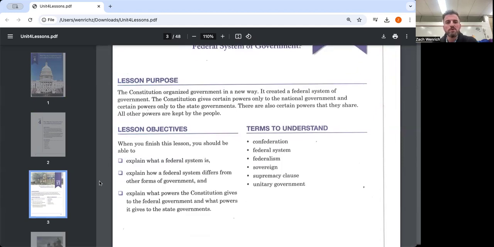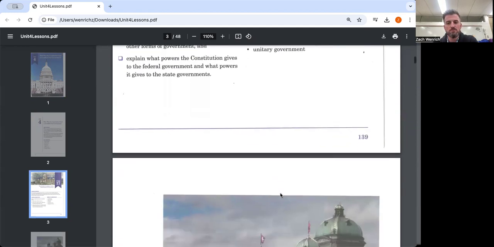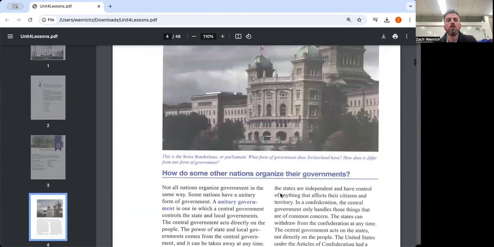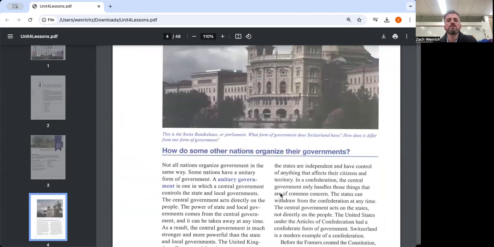So you're going to be able to explain what a federal system is. I know that's the short answer question. You're also going to answer some questions about how the federal system differs from other forms of government, like a unitary government or a confederation. You're going to explain what powers the Constitution gives to the federal government and what powers it gives to the state governments. Let's go.